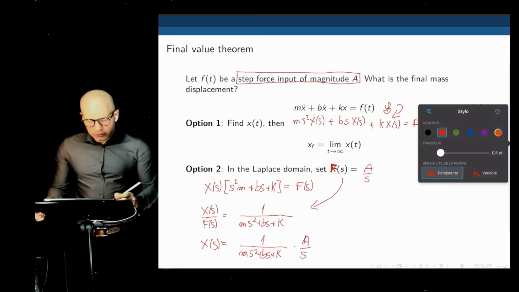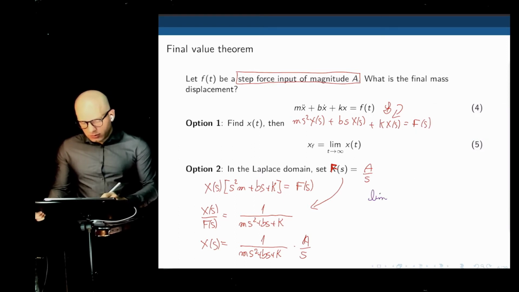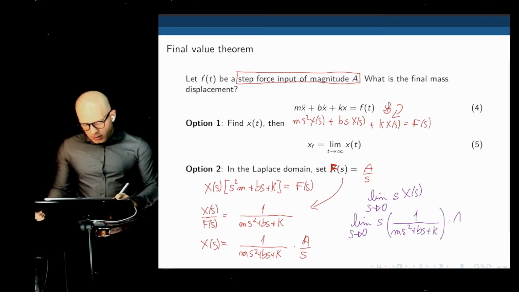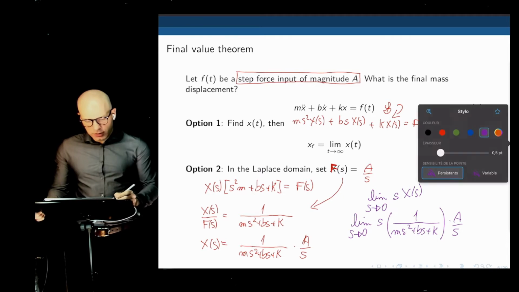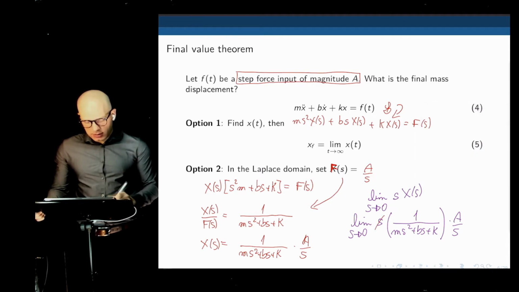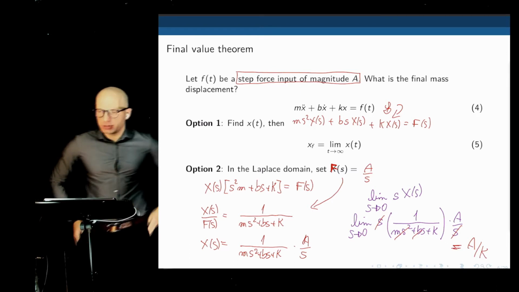And finally compute the final value. The final value would be the limit when s tends to 0 of s times x of s, which is the limit when s tends to 0 of s times the whole function, 1 over m s squared plus b s plus k, times A over s. You can see here that the s cancels that s. When s tends to 0, this goes to 0, that goes to 0, and we are left with A over k. That's the final value of the displacement.